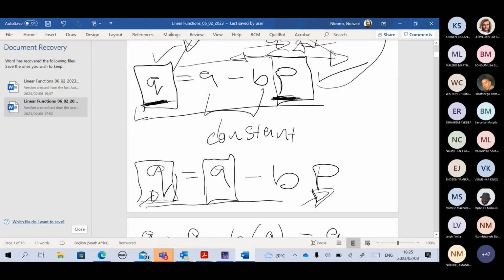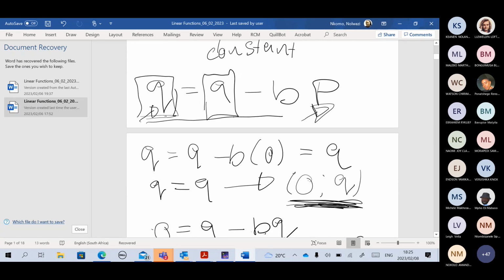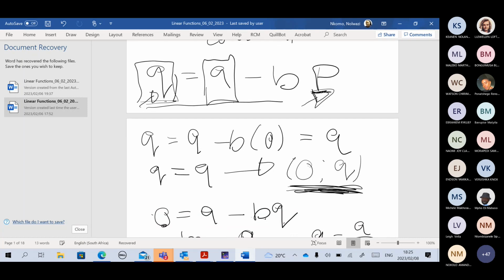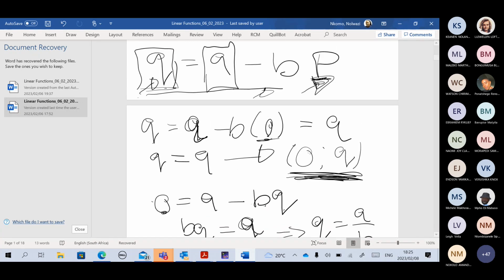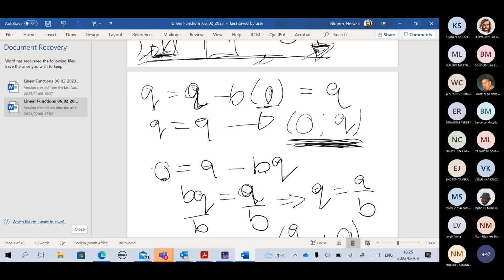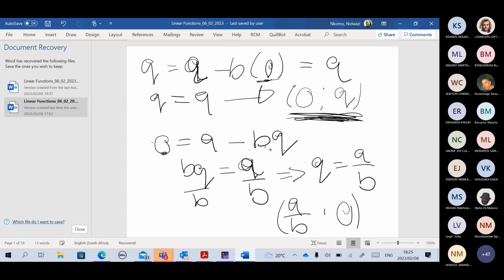Remember, when we were finding the vertical axis, we let P be zero. So where there was P in the original equation, we substituted P with zero. That's why we have Q is equal to A minus B times zero. Now, when we find the horizontal axis, we go back to the original equation, and we let Q be zero. That's why now I have zero is equal to A minus BQ.